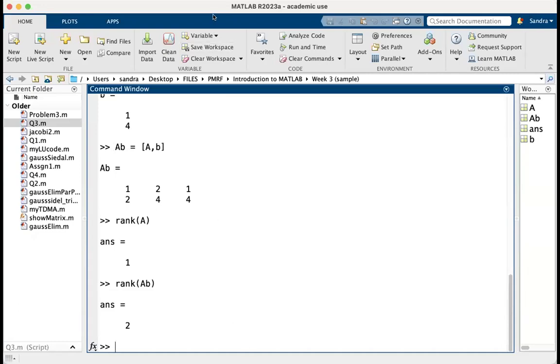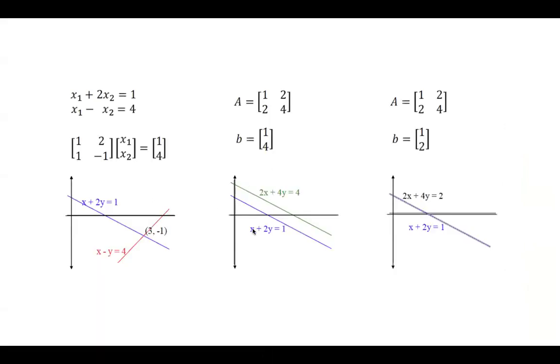So now this is the first case where we have no solution. So what is the physical interpretation? Physical interpretation means that these two lines are like parallel lines. They don't coincide anywhere. Hence, the system has no solution.